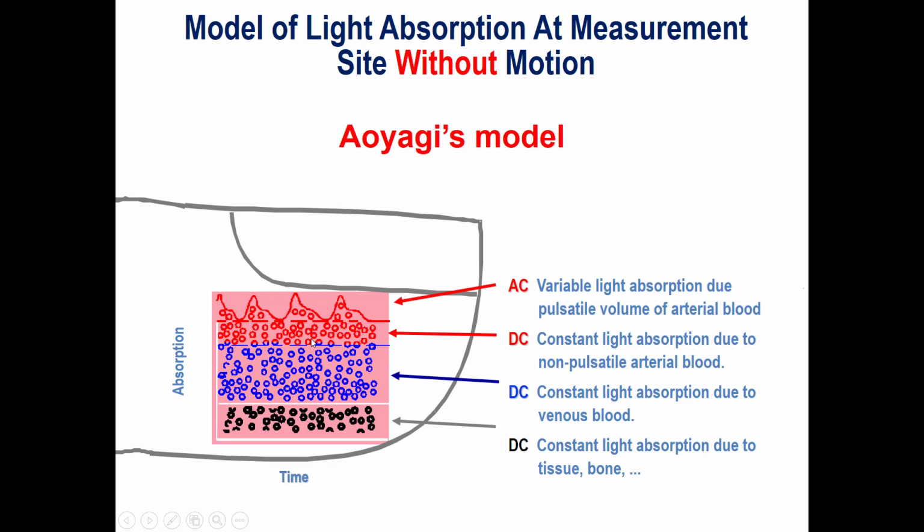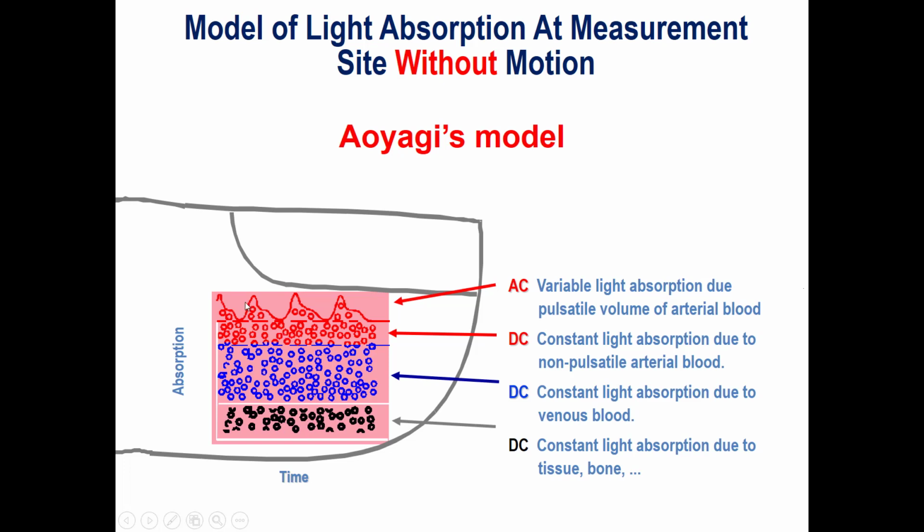This model we have talked about before. This is a model of the absorption of the different tissues in the finger. As we see, we have the absorption made by the arteries, the absorption made by the veins, which is the venous absorption, and the absorption made by the rest of the tissues.